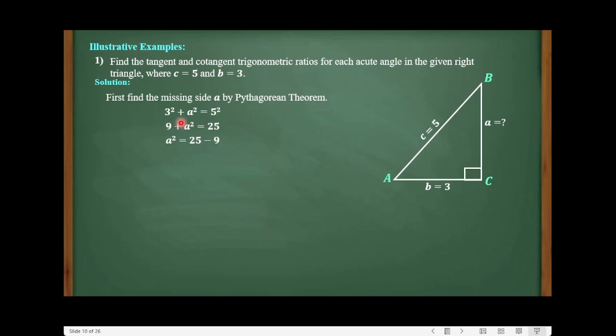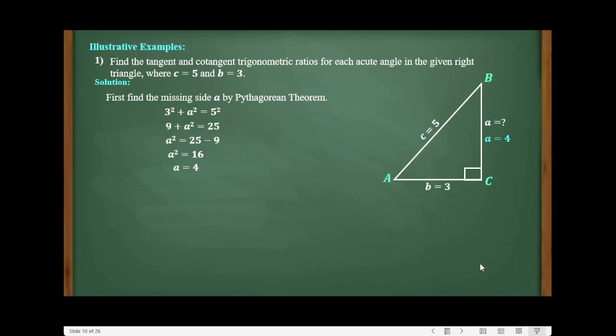Transpose 9 to the other side, isolating a squared on the left side. So this is the equation. Then on the right side, 25 minus 9 is equal to 16. Therefore, a squared is equal to 16. And getting the square root of both sides, the left side becomes a from a squared, and the square root of 16 is 4. So the missing side, or the vertical leg, from this right triangle has a length of 4.